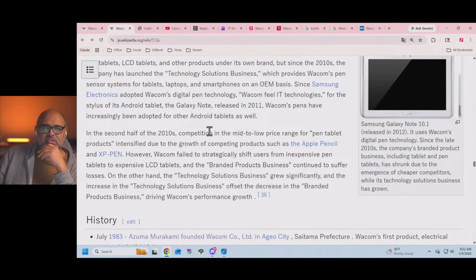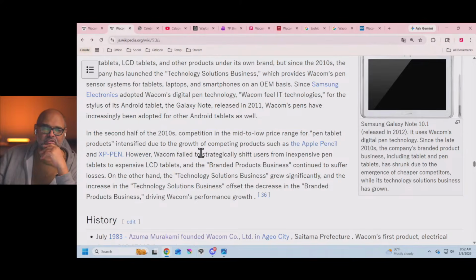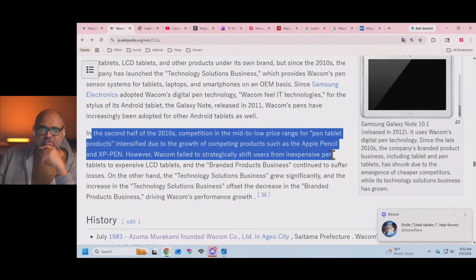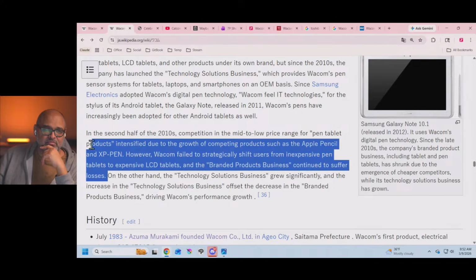In the second half of 2010s, competition in the mid to low. This is where we start seeing Huion and XP Pen come in. In fact, XP Pen is mentioned right here. In the second half of 2010s, competition for the mid to low price range for pen tablet products intensified because of competing products such as the Apple Pencil, XP Pen, and of course Huion. Look at this. Wacom failed to strategically shift users from inexpensive pen tablets to expensive tablets, and the branded product business continues to suffer losses.